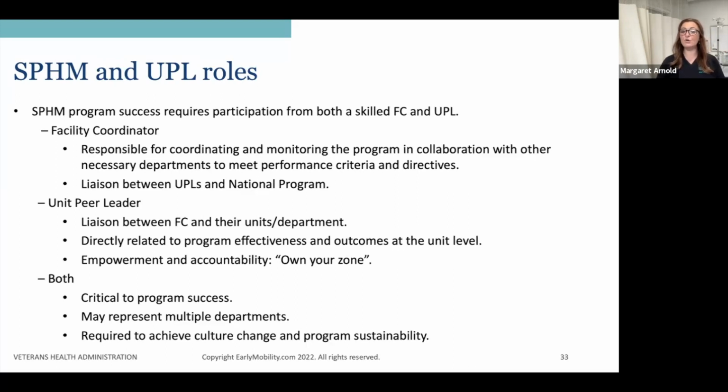As a unit peer leader, you are the liaison between the facility coordinator or program manager and your unit department. You are directly related to program effectiveness and outcomes on your unit. And you are empowered and accountable to own your zone. You're not responsible for the other units. You're not responsible for some of the national and facility level things. You are responsible for the safety and safe patient handling on your unit. And both of you critical to the program success. Both may represent multiple departments, and both are required to achieve culture change and program sustainability.